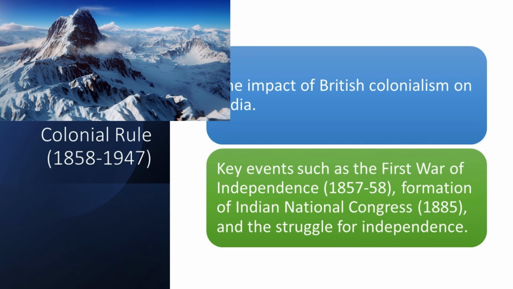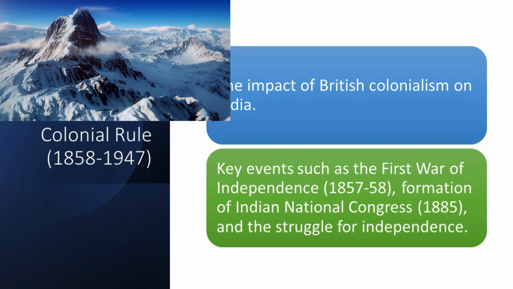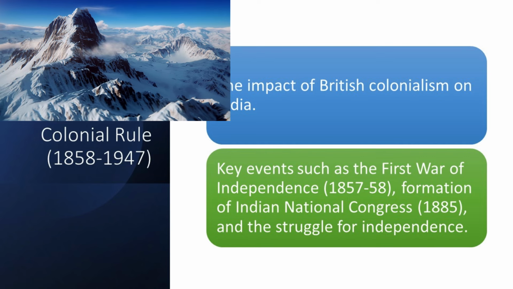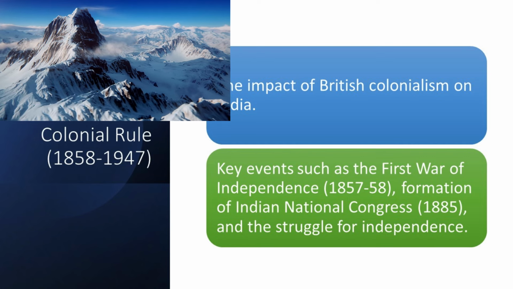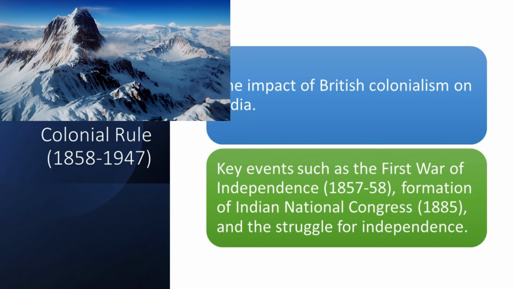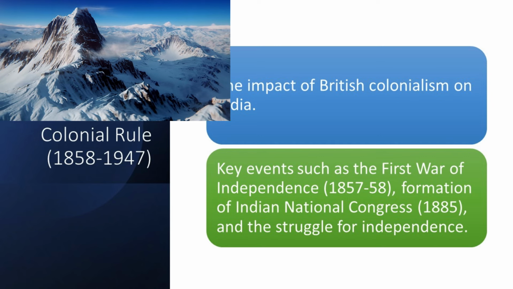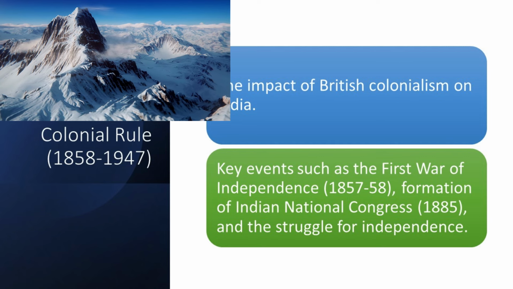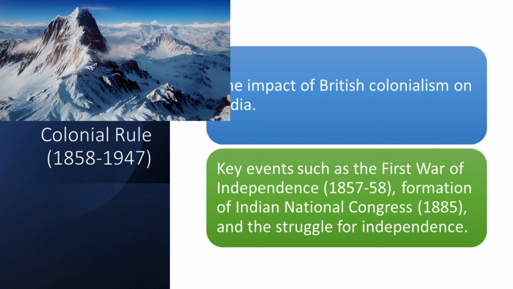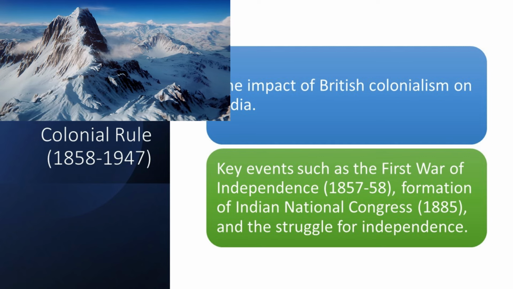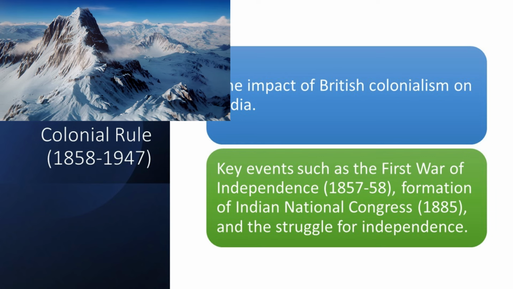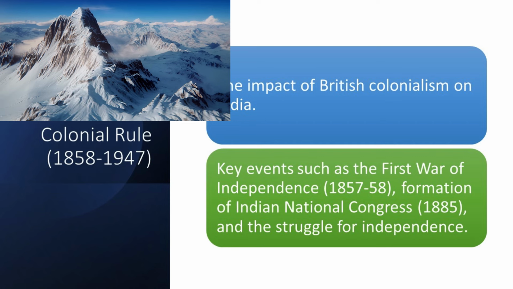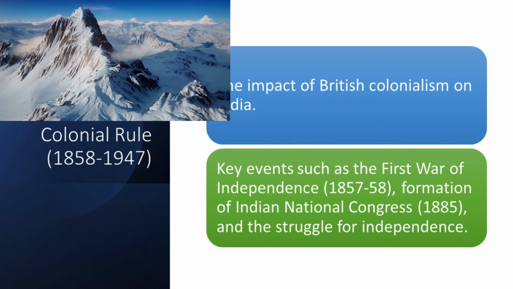During this era, India faced significant challenges, including the exploitation of its resources and the suppression of local industries. The British East India Company's rule transformed into direct British colonial governance, marking the formalization of British control over the subcontinent. The Indian National Congress, founded in 1885, was a pivotal development during this time. It marked the emergence of organized resistance against British rule.